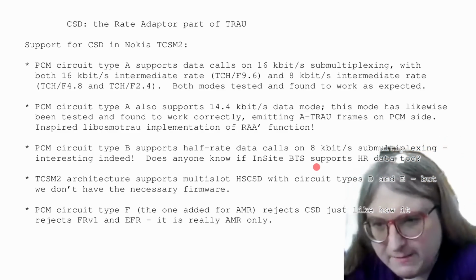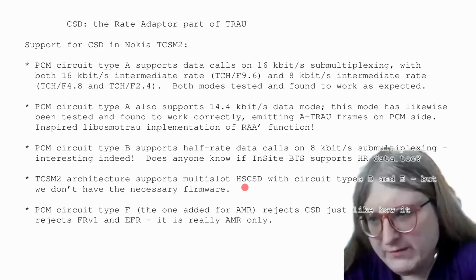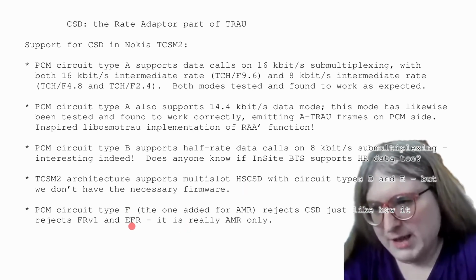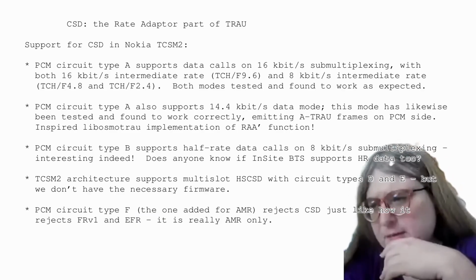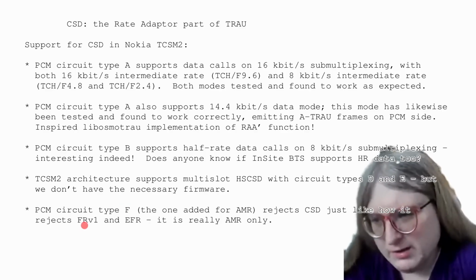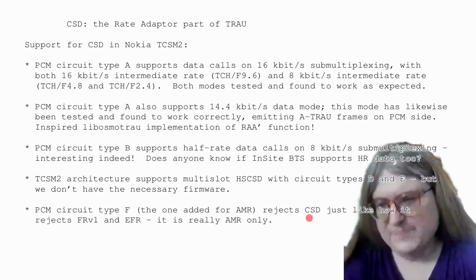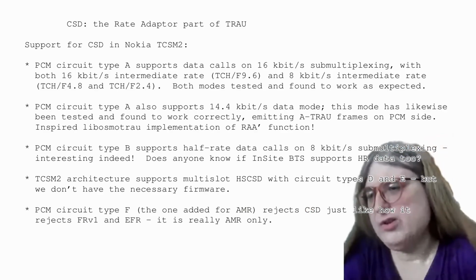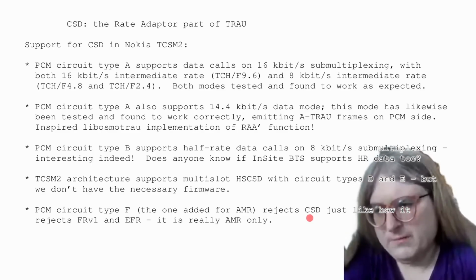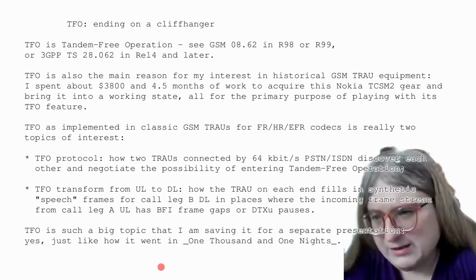Then again, HSCSD, it's there, but no firmware, so all we have is the manual. And the last thing on this slide is about AMR. Circuit type F, just like circuit type F, does not support FR/EFR the same way it does not support CSD. So CSD has to travel on circuit type A, the same circuit group that's used for the older FR/EFR codecs. And now we go to my last slide.